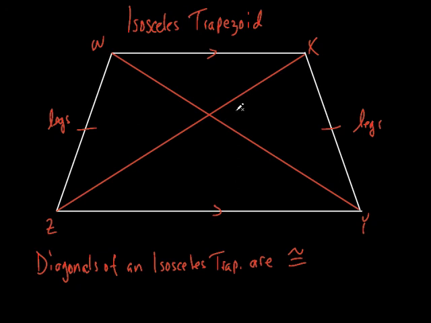Do they bisect each other like they do in a parallelogram? No, they don't. Because if they bisect each other, that would make this a parallelogram. So they don't bisect each other. It's kind of obvious by looking at the picture, isn't it? Because look at this.